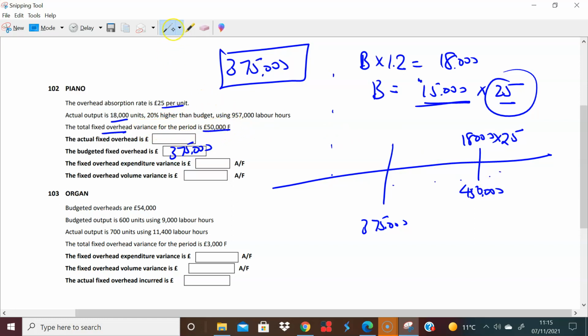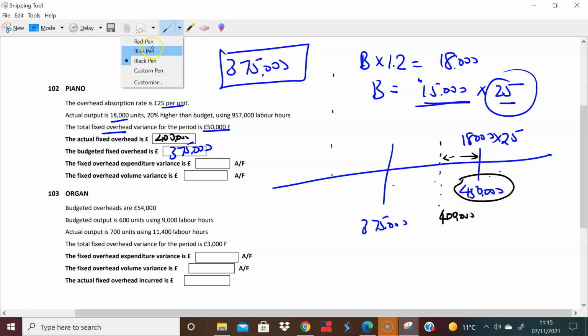And I observe, it says here, the total fixed overhead variance for the period is 50,000. So I observe that the actual fixed overhead itself is £50,000 less, and that brings us down to 400,000. This is what you would see in your accounts as a variance when you first look at things. So you can see that the actual fixed overheads here are 400,000. So what am I saying? Currently in your accounts you have 450,000.